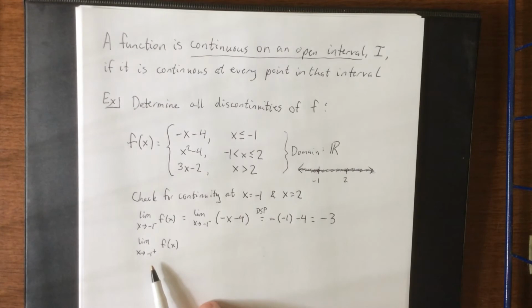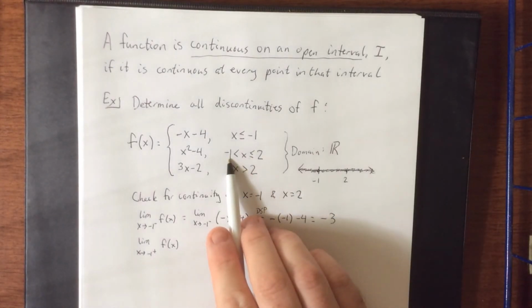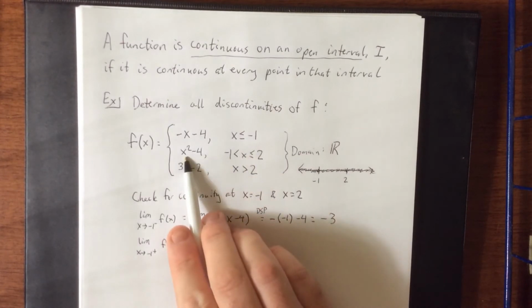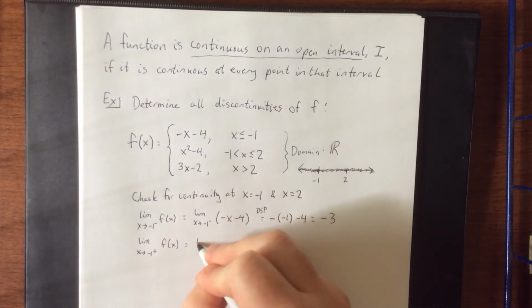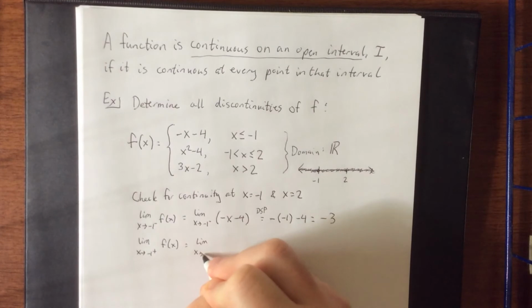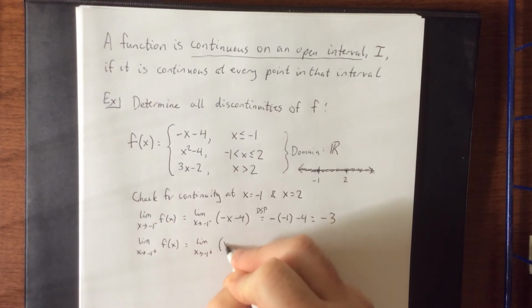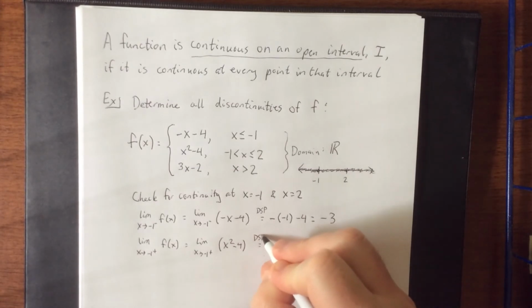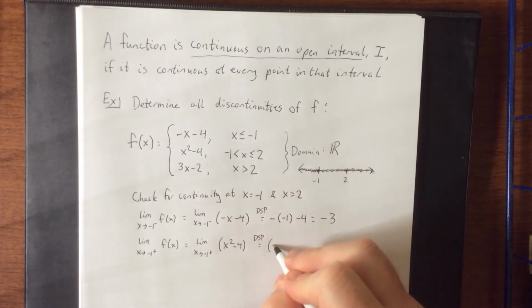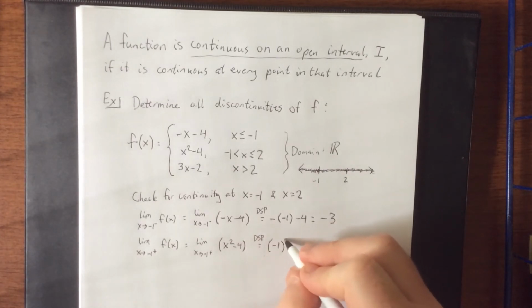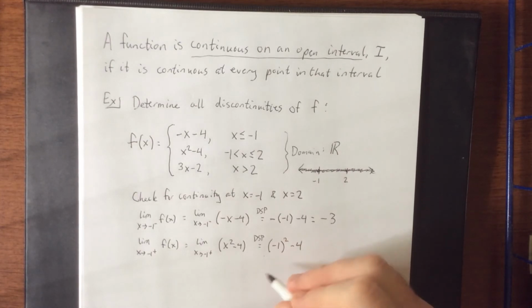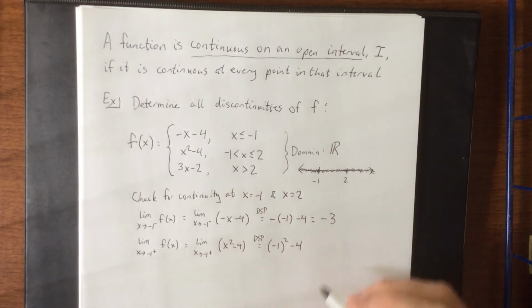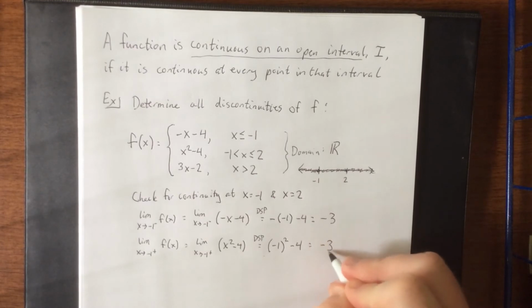Whereas when we approach from the right-hand side, we would be talking about values of negative 1 that are greater than negative 1. So we'll be using the second rule for that. So this will be the limit as x approaches negative 1 from the right-hand side of x squared minus 4. Once again, we can use the direct substitution property for this and plug in negative 1 for x. We square the negative 1, we get positive 1, we subtract 4, and we get negative 3.